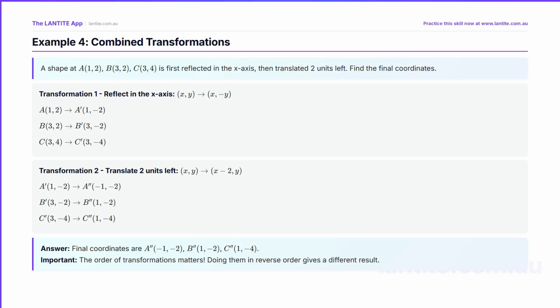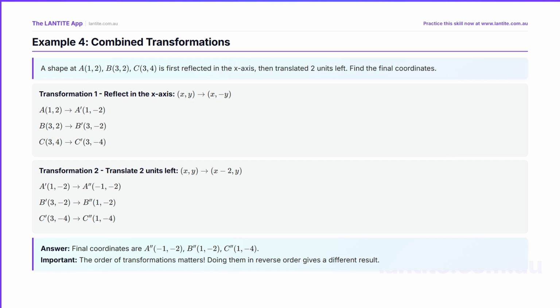Now let's tackle a combined transformation. A shape with vertices A at (1, 2), B at (3, 2), and C at (3, 4) is first reflected in the x-axis, then translated 2 units left. We apply each transformation in order. First, reflect in the x-axis. The rule is (x, y) goes to (x, -y). So A becomes (1, -2), B becomes (3, -2), and C becomes (3, -4).